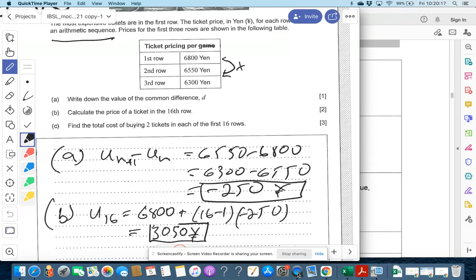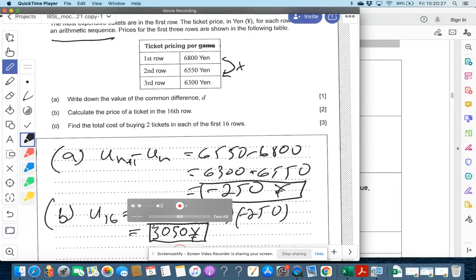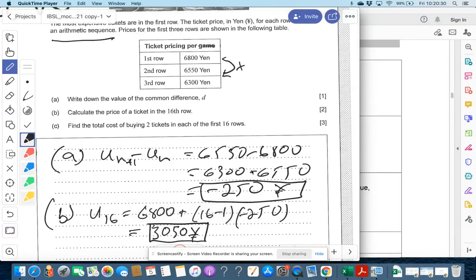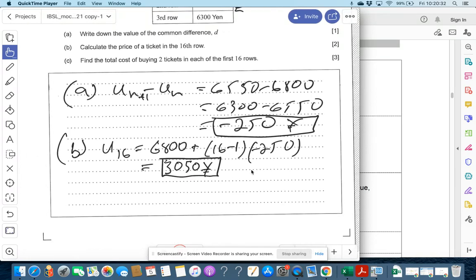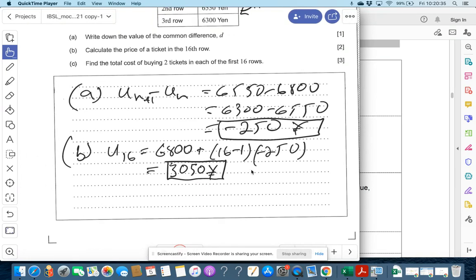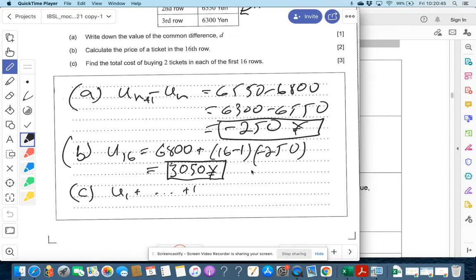Okay, and then we want to buy 2 tickets in each of the first 16 rows. So they've helped us out a little bit here by letting us know the first and the last term in a sequence. So basically, we're going to be adding up all these terms, U1 through U16, and then we're going to multiply that result by 2. All right, but we have the series formula to help us with that.